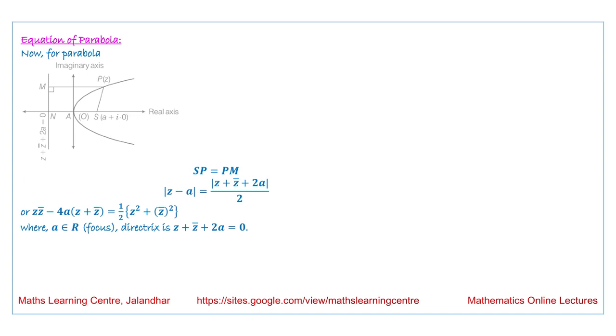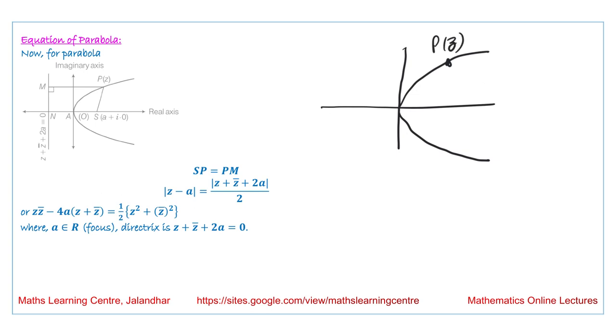Suppose we are considering a parabola over here. These are the axes we have, and this is the parabola. This is the point P we are considering, corresponding to the complex number z. And this is the point S, whose coordinate is a plus iota 0. And the directrix we have is over here. Now, if we draw a perpendicular from this point, we get this point M, and the perpendicular meets the directrix at this point. If we join these two points, we will have the line in this way.